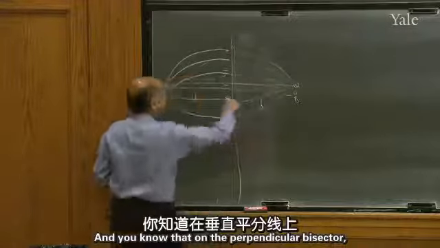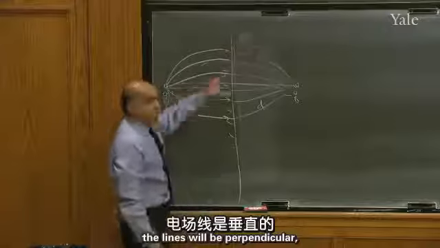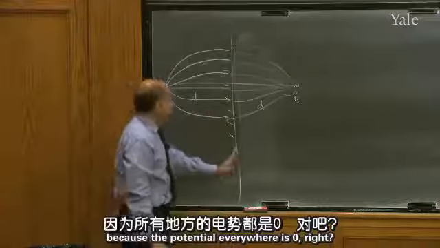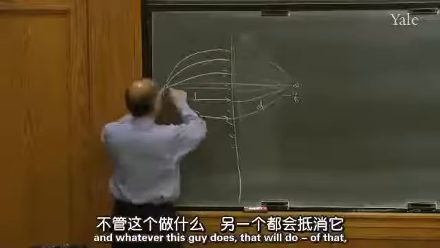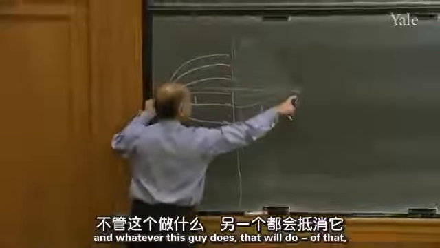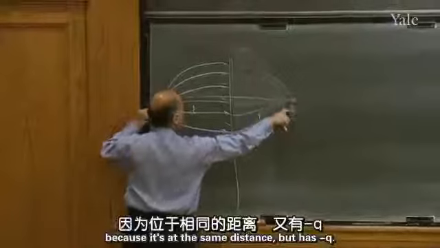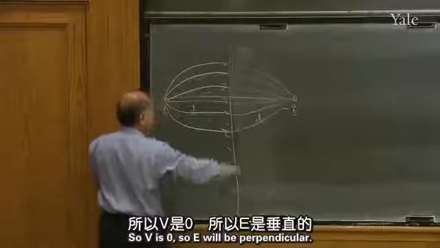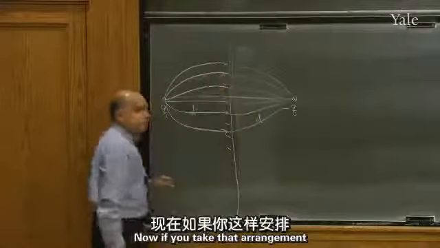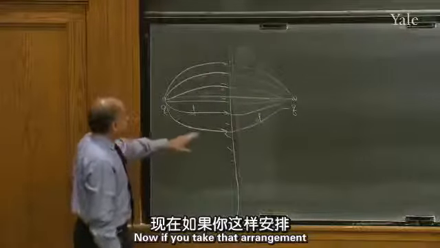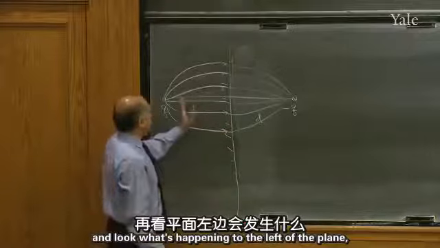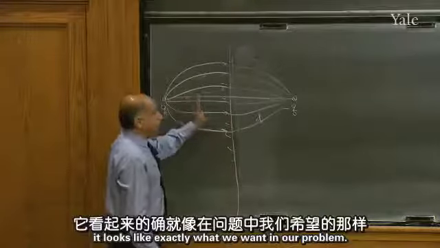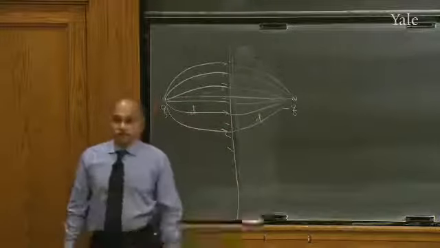And you know that on the perpendicular bisector, the lines will be perpendicular because the potential everywhere is 0. Right? Potential is a scalar, and whatever this guy does, that will do minus of that because it's at the same distance but has minus Q. So V is 0, so E will be perpendicular. Now if you take that arrangement and look what's happening to the left of the plane, it looks like exactly what we want in our problem.